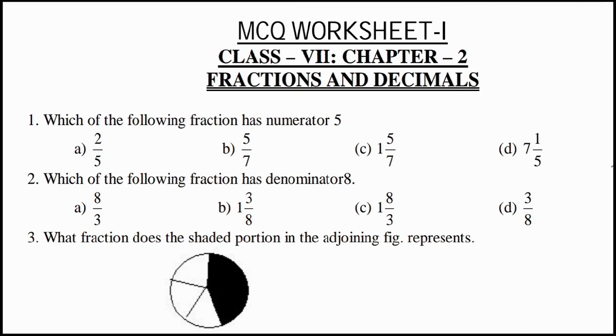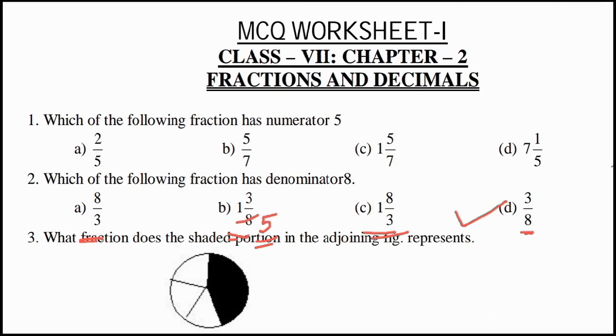Question number 2. Which of the following fraction has denominator 8? So first of all we observe the denominator part. Now observe all these denominators and here we can see that the denominator is 8 in D. So answer is 3 upon 8.